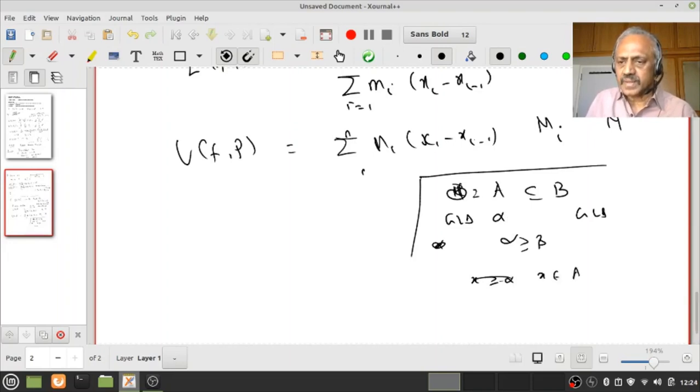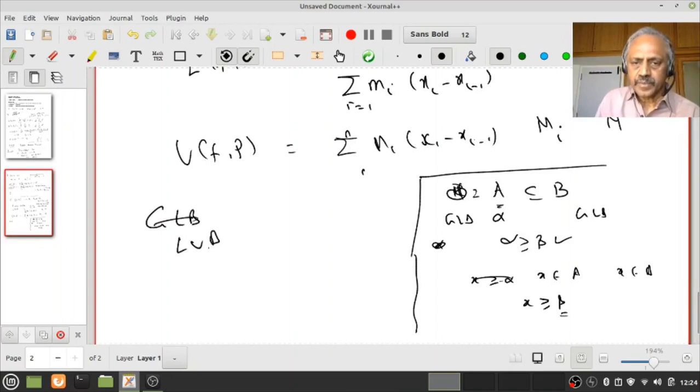Take any x in A, then x is also in B, because A is contained in B. Therefore, x is greater than or equal to beta. Therefore, beta is a lower bound for A. But alpha is the greatest lower bound for A. Therefore, alpha is greater than or equal to beta. Do you see that? This kind of proof, within 10 seconds, you should go through in your mind. The same thing with GLB.